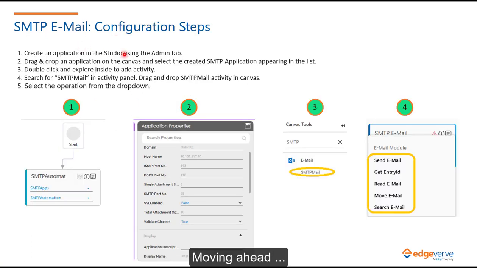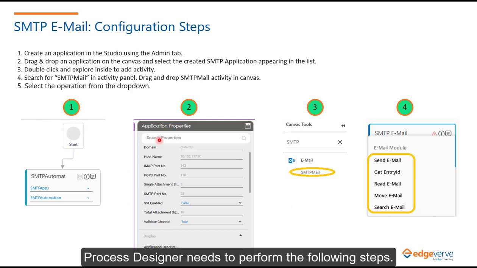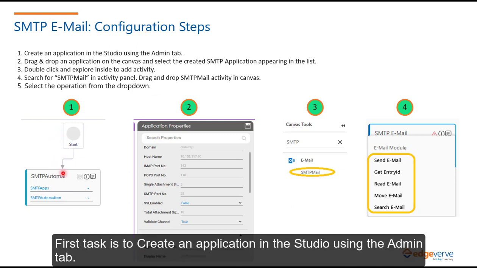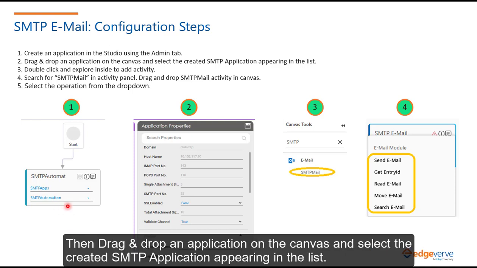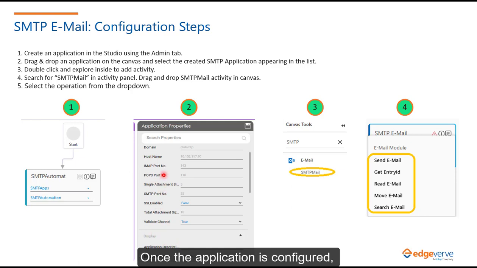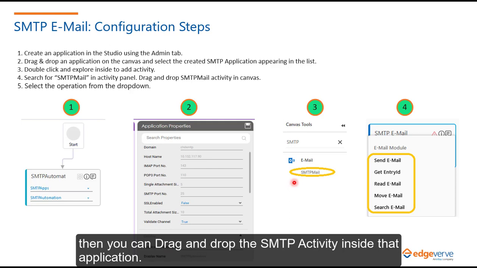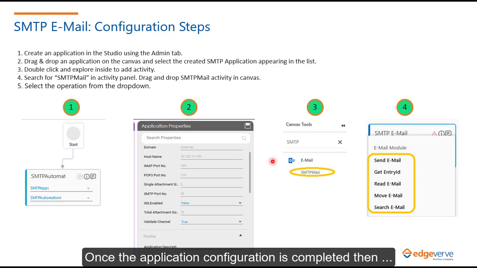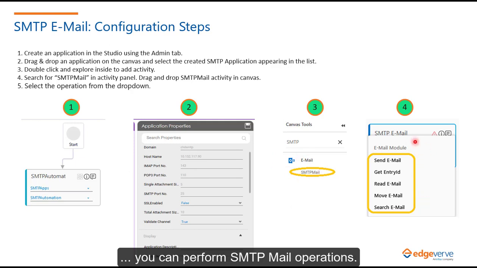Moving ahead, to use the SMTP activity, Process Designer needs to perform the following steps. First task is to create an application in the studio using the admin tab. Then drag and drop an application on the canvas and select the created SMTP application appearing in the list. Then you can double click and explore inside to add activity. Once the application is configured, then you can drag and drop SMTP email activity inside that application. Once the application configuration is completed, then you can perform SMTP mail operations.